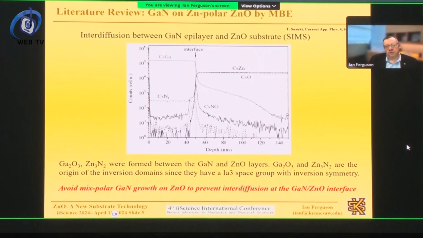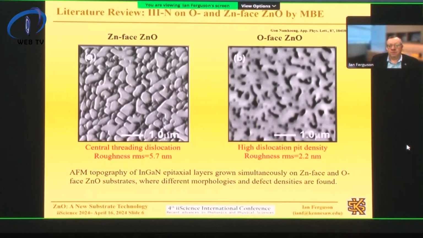But this interdiffusion is problematic, because if you form a different phase between these layers or you get interdiffusion, you no longer have a sharp layer between the two layers. And these properties, both the mismatch between the two layers and the thermal accommodation, will not work in the way that one would expect.